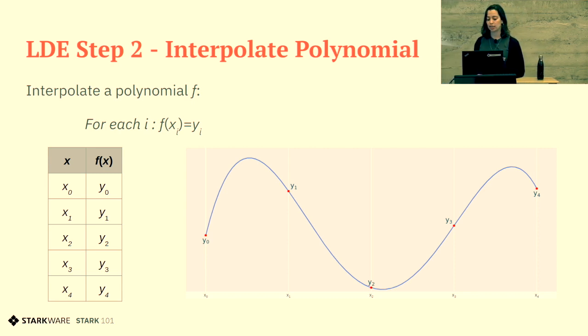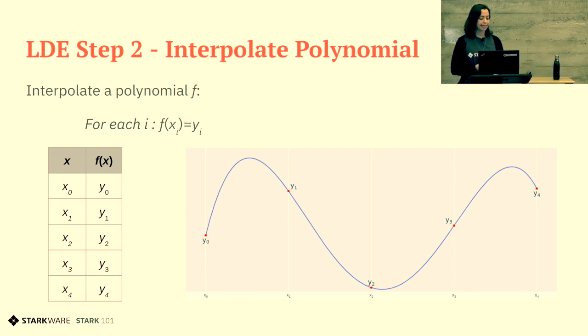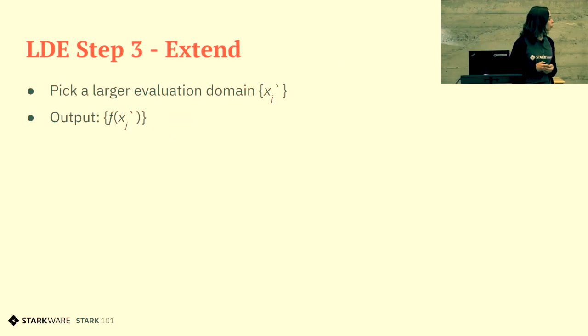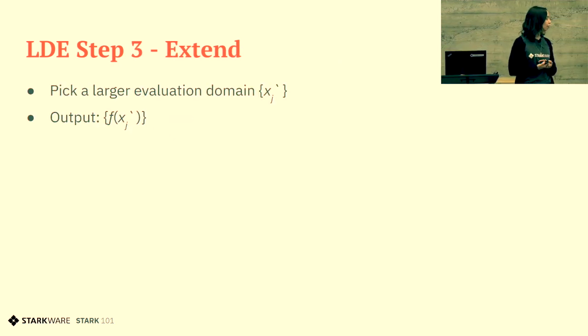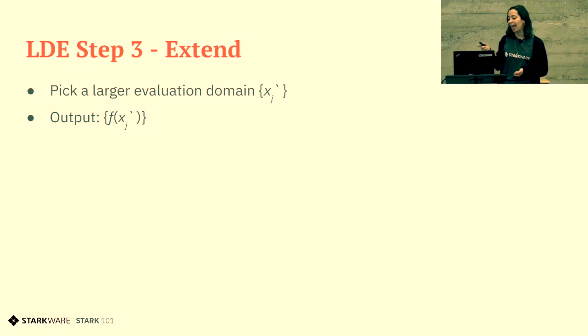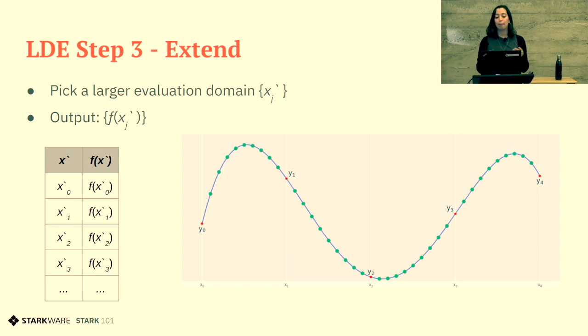So this is the second step. And lastly, we pick a much larger evaluation domain, and we compute our polynomial f over this domain. Again, we have a set of points, the x prime points, a much larger evaluation domain than the elements we started with. And we have the f of x primes, which are the result of computing f on these points. You see them in the green points.